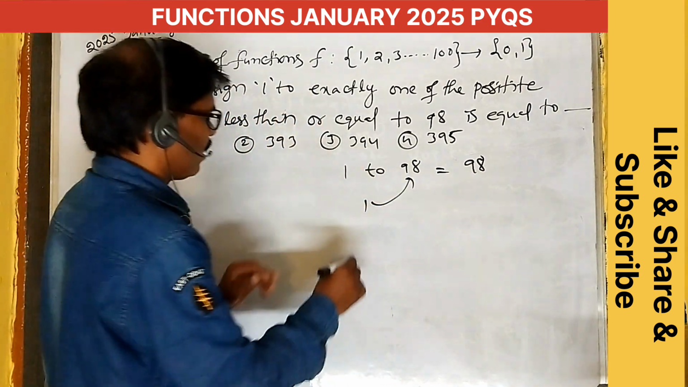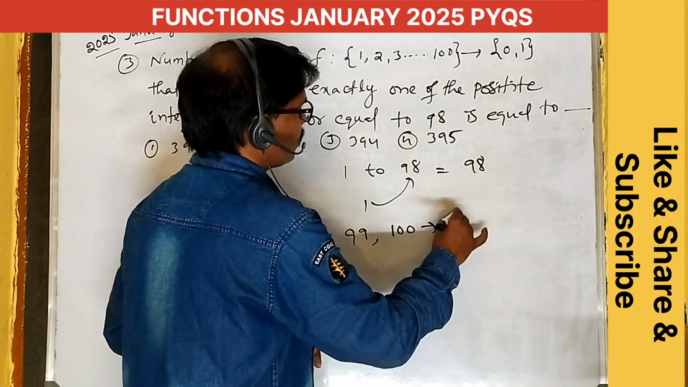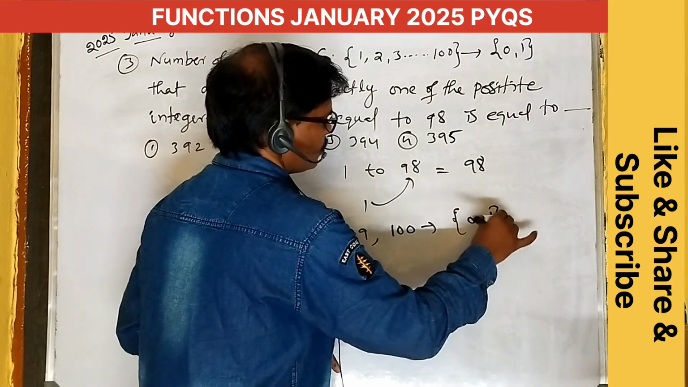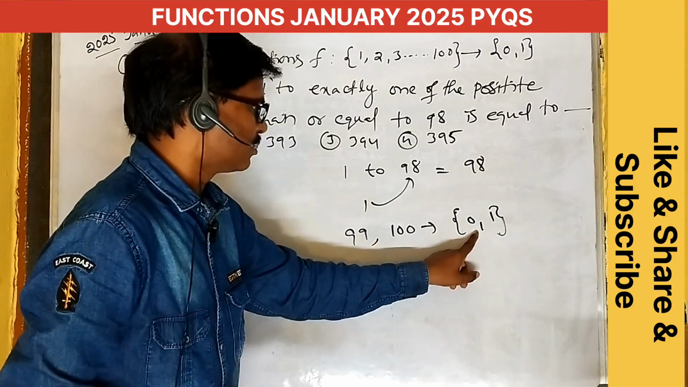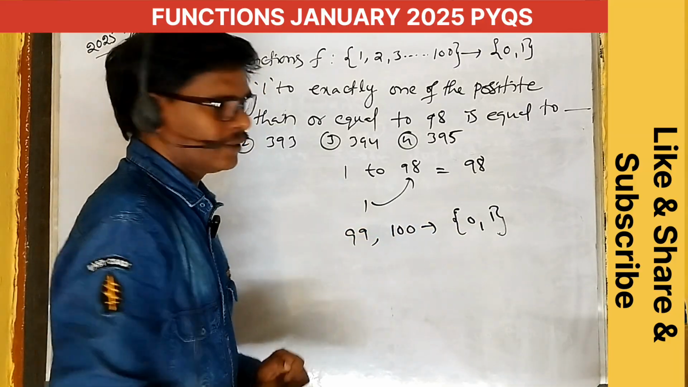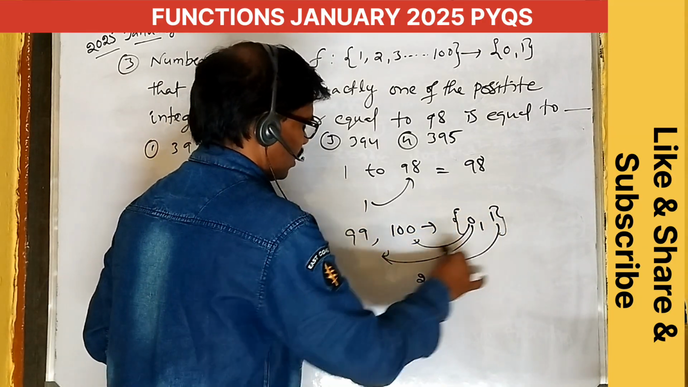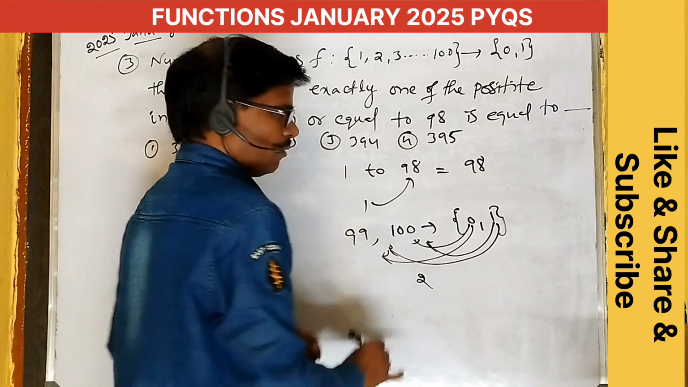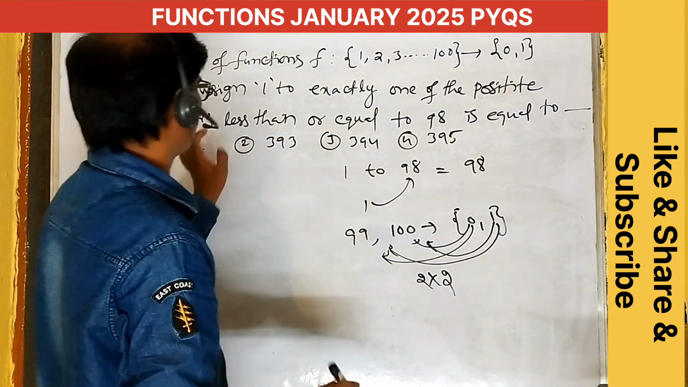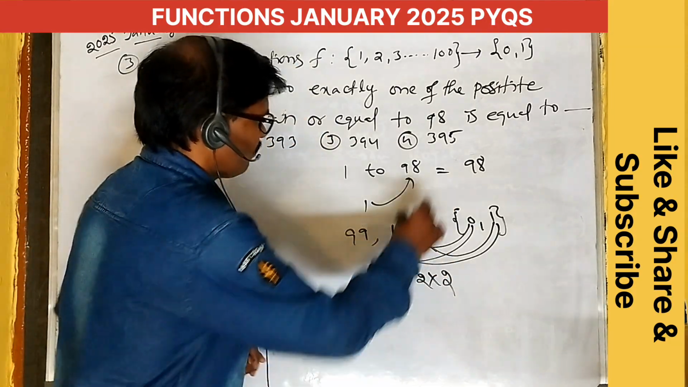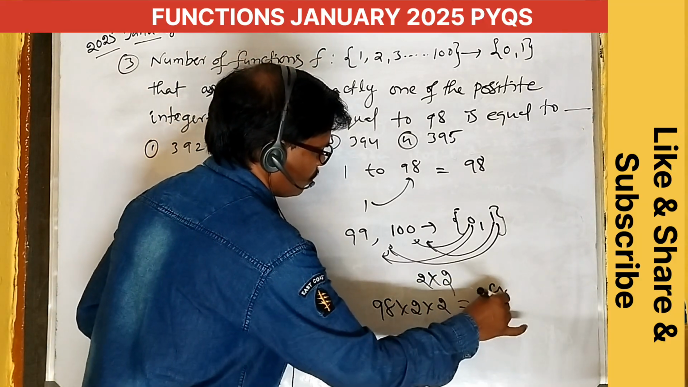Next, another one remaining: 99, 100, by using 0, 1. How many values are there? 2 possible values, 0 to 99 and 0 to 100. Next 1 to 99 and 1 to 100, also 2 values. So this is also 2 into 2. Asking what is the number of functions only. Total functions equal 98 into 2 into 2, equal to 98 into 4.